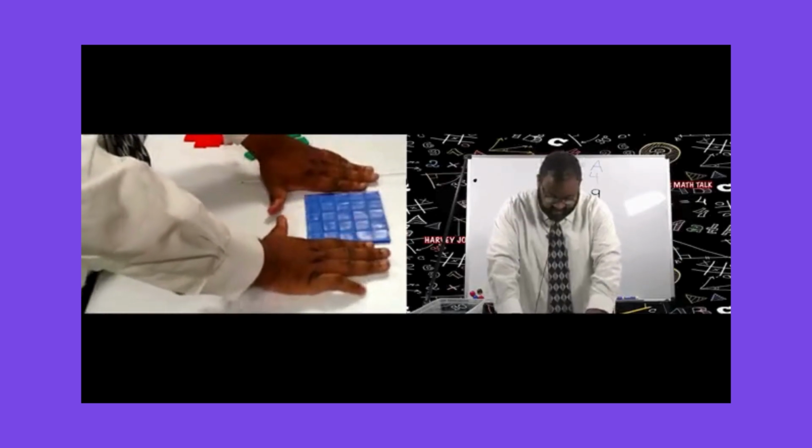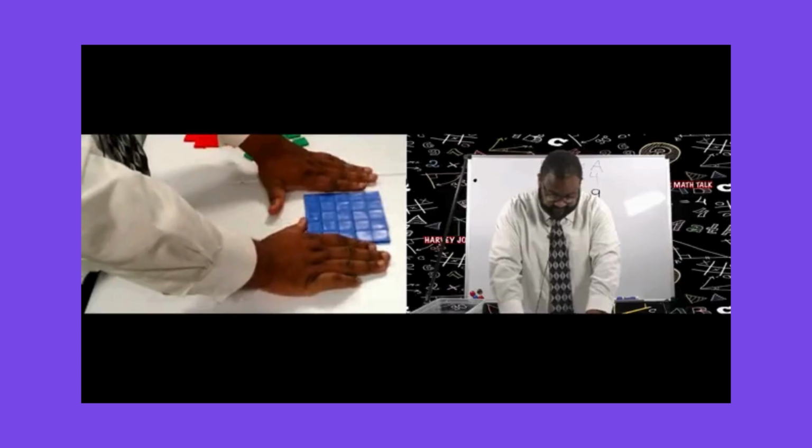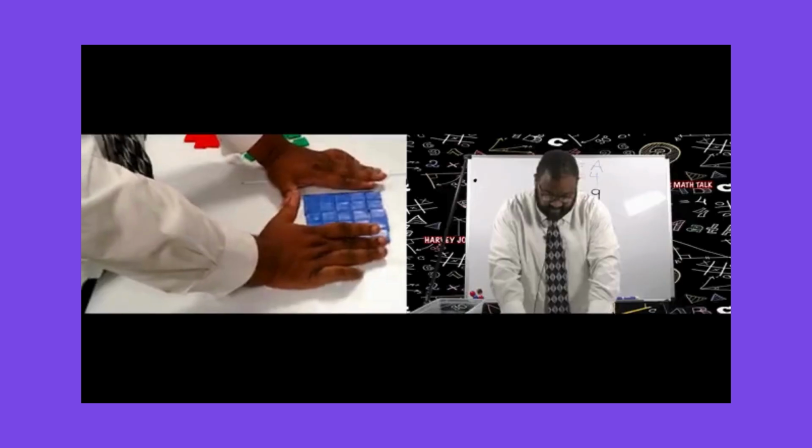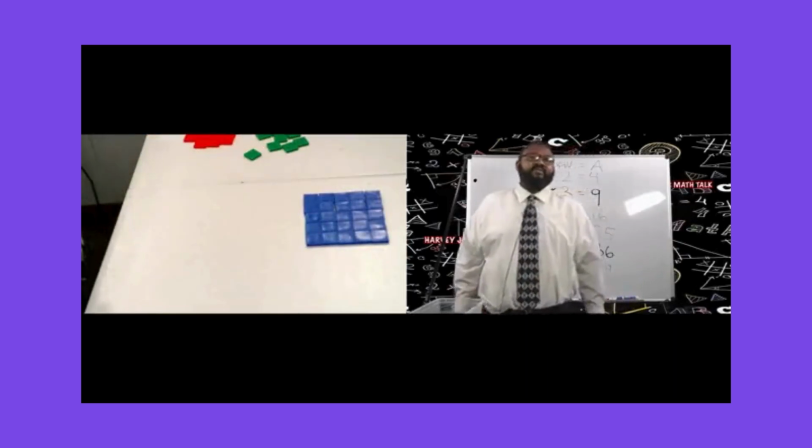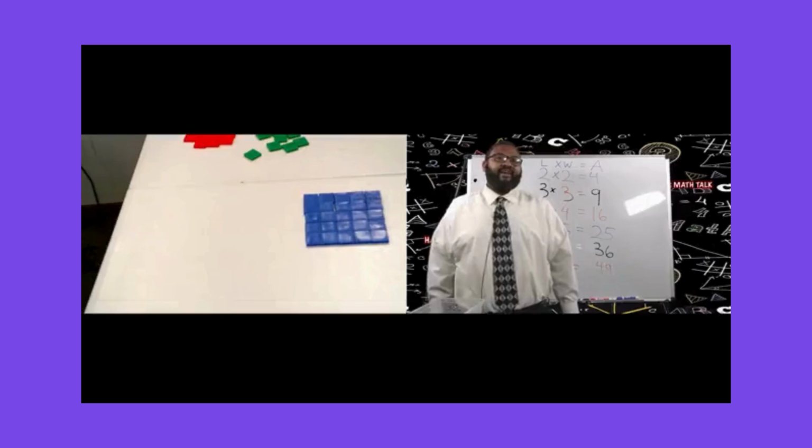Trying to get rid of some of these spaces right here and close them up. But in theory, folks, this is a square. Why? Because the length and the width are the same thing. So yes, we just made us a what? A square.